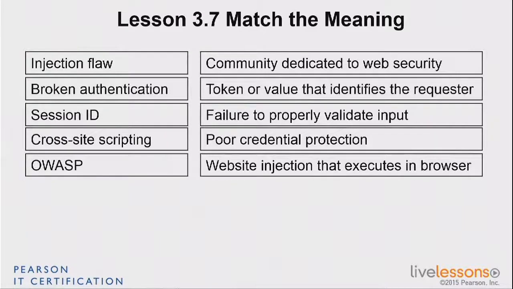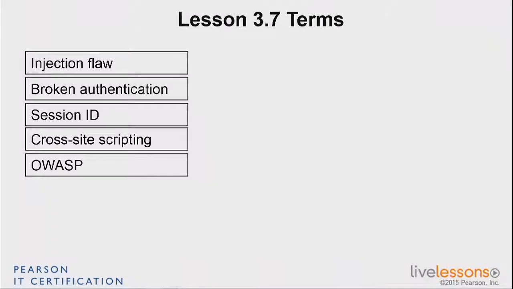So that brings us to lesson 3.7, match the meaning. We've only got 5 here to do. An injection flaw, broken authentication, a session ID, cross-site scripting, and OWASP. So go ahead and take a few minutes, put me on pause, match the meaning, come on back, and we'll do them together. All right, let's take a look at lesson 3.7 terms.